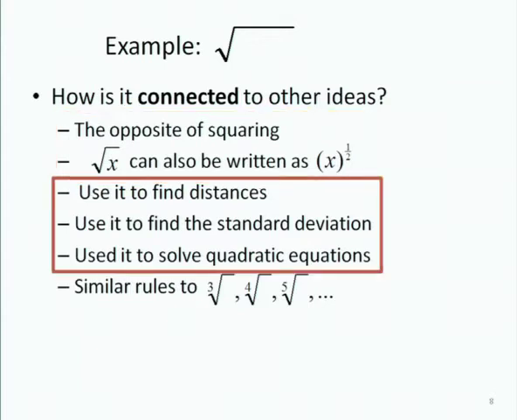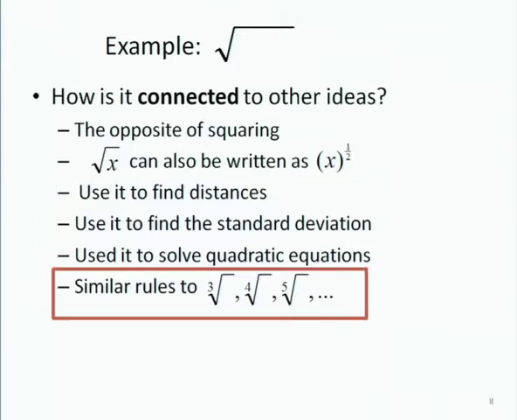These are the places that you'll use it. You might use it to find distances, say when you're doing physics and you're finding the length of a vector. You might use it to find the standard deviation if you're doing statistics. You might use it to solve quadratic equations. So they're the places that you'll be seeing that notation. Warning yourself that that's where you'll use it, so that when you see standard deviation, square root will pop into your head.